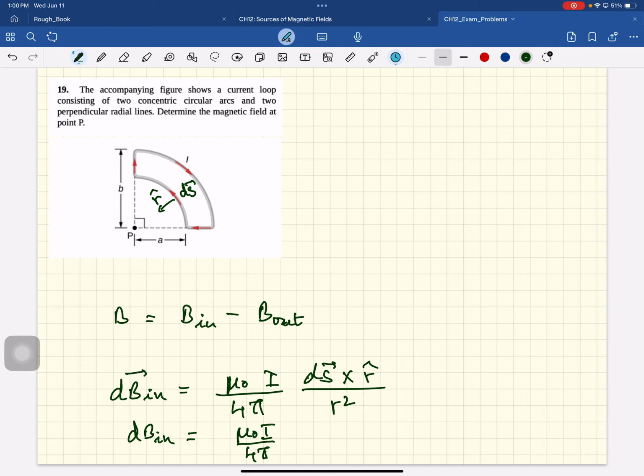So just the magnitude is, what is ds cross r hat? They're perpendicular to each other, and r hat is 1 unit. So the magnitude of that is just ds. And r is a, so a squared.